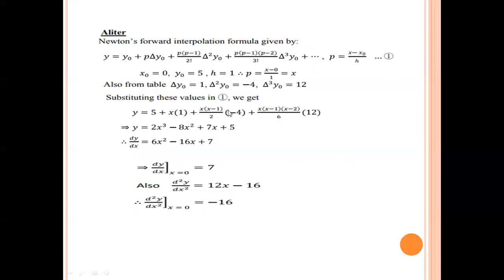This is the procedure to find the derivative.